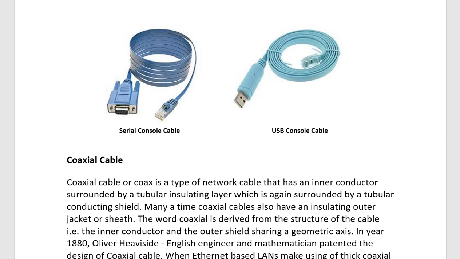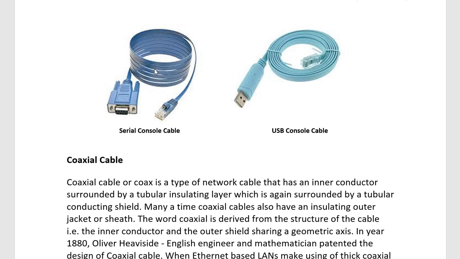And this is how it looks. As you can see here, it is a light blue flat cable. One side you have an RJ45 connector, which will connect to the console port of routers and switches, and the other side is fixed with this serial port, where you can connect it to your PC serial port. Now it comes fixed like this.